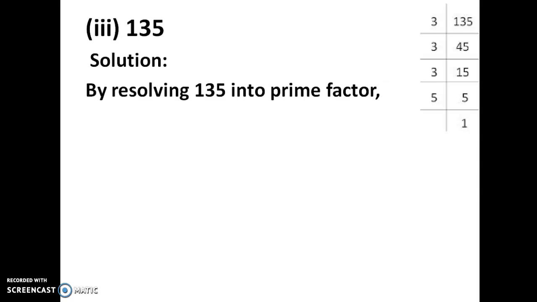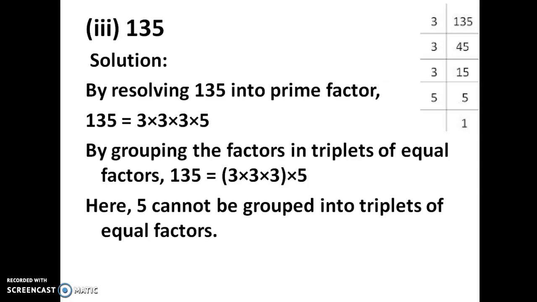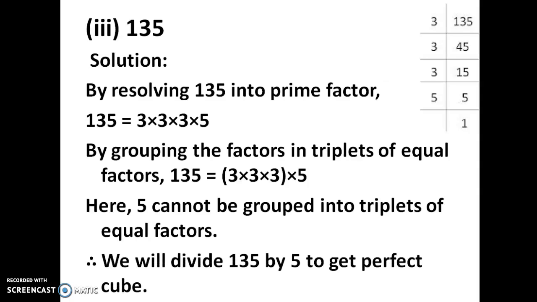Then 135. So first do the prime factorizing. So 3 into 3 into 3 into 5 you will get. So 3 can be grouped into one set and 5 is left without the grouping. So that means 135 should be divided by 5 to get the perfect cube.